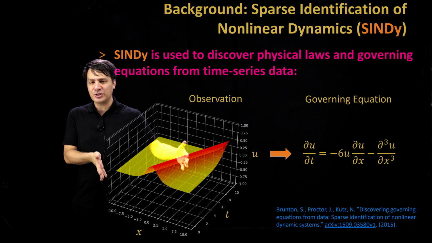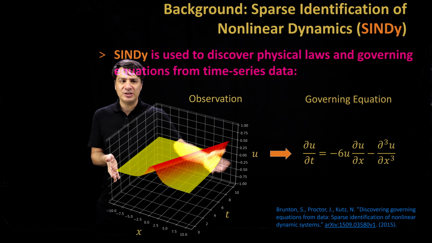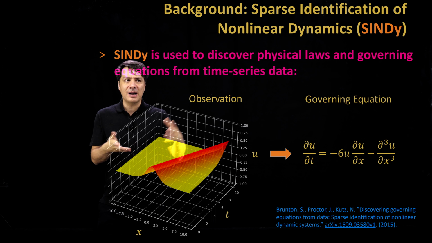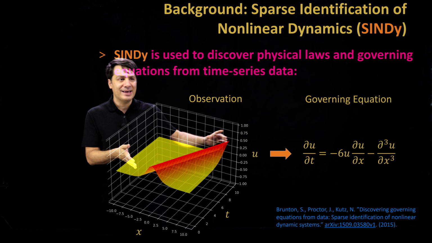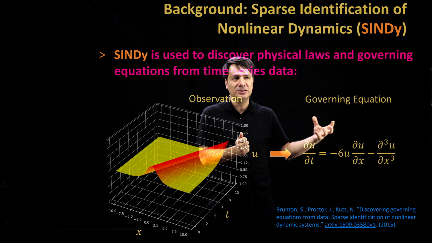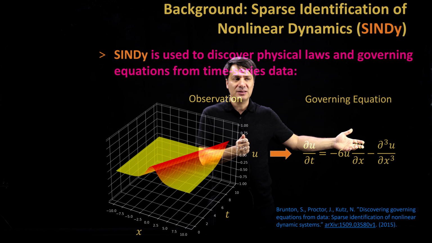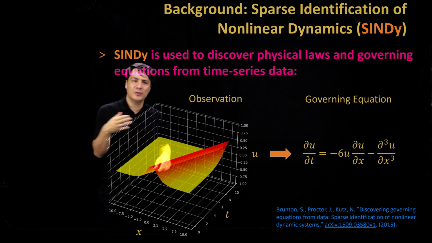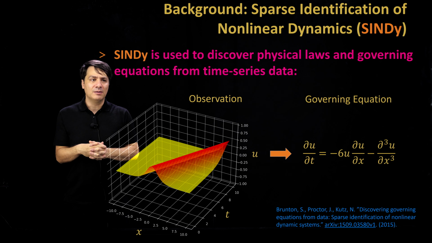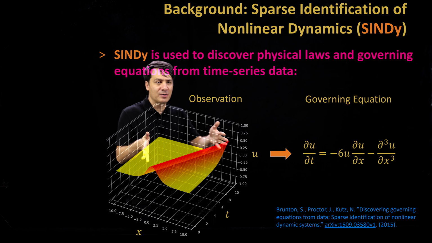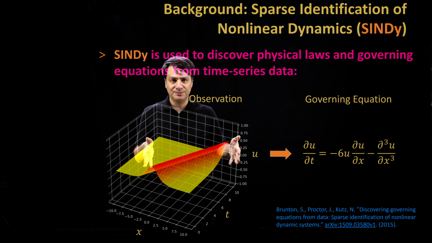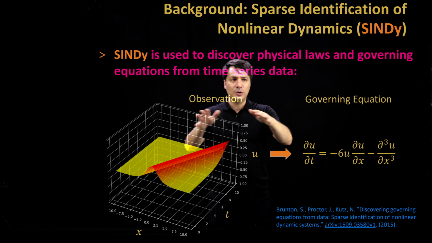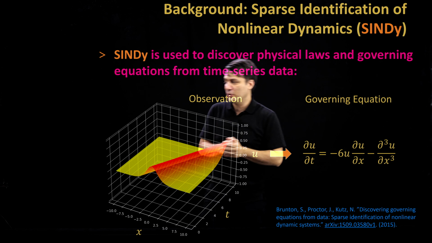You have some sort of observation. Let's say u changes as a function of x, which is spatial, and t, which is time or a time series. And then you want to say, for example, that changes of u in time are related to some combination of differential equations of u with respect to x and even u itself. So this is one example provided, where you go from this observation here, which is this 3D representation, to this closed form equation. And SINDy is basically developed to take you from observation to this type of closed form equation.